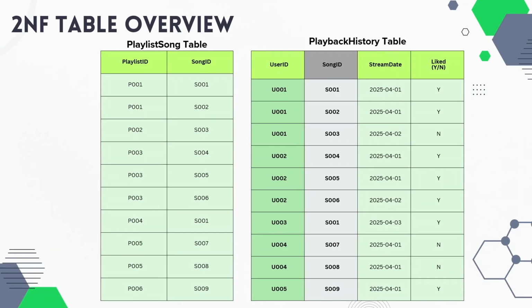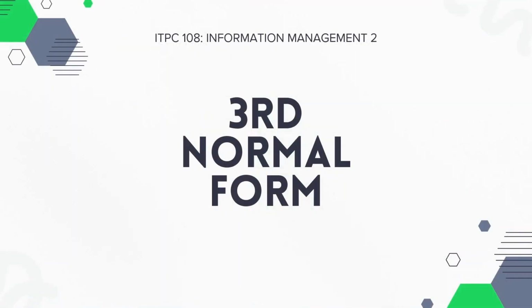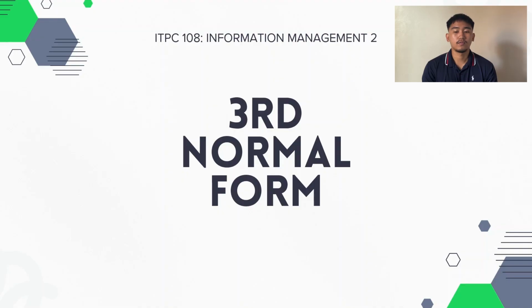Playlist song table resolves the many-to-many relationship between songs and playlists, and playback history table tracks user activity with details such as user ID, song ID, stream date, and like status. This setup removes partial dependencies, but some problems remain. Now let's move into third normal form.